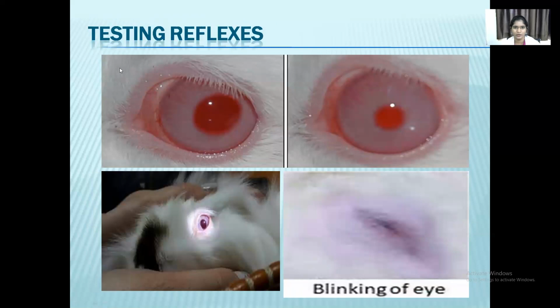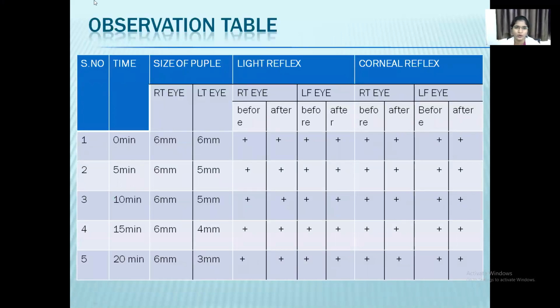So here you can see reflexes. This is the normal eye. It produces miosis. Miotics produce miosis, and it also presents in light reflex and the corneal reflex. This is the corneal reflex, blinking of the eye. So here you can see an observation table like this. You have to write it in your records also.